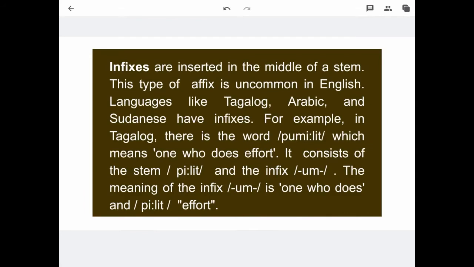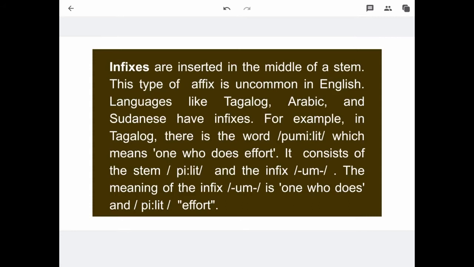Now let's see about infix. Infixes are inserted in the middle of a stem. So this type of affix is uncommon in English. It's mostly used in Tagalog. Tagalog is a native language used by the Tagalog people in the islands of the Philippines. Then Arabic and Sundanese have infixes. So here is an example.